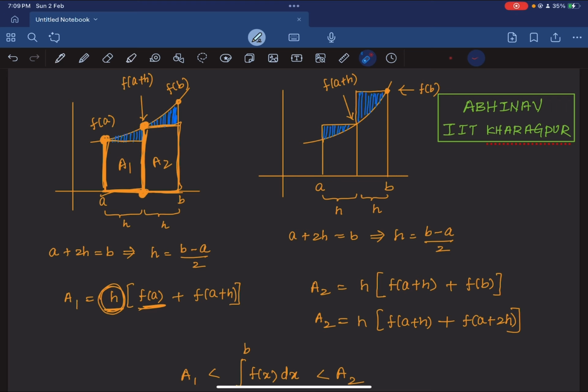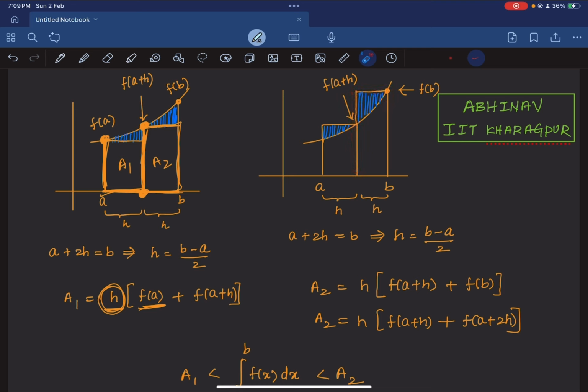All right. So we have the same a and b. Here you have a and here you have b. This width is h and this width is also h. So now instead of making rectangles inside the curve, under the curve, we can make the rectangles like this. The first rectangle looks something like this and the second rectangle looks something like this.